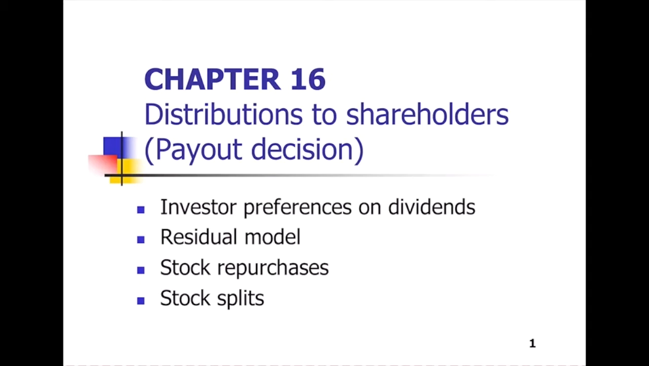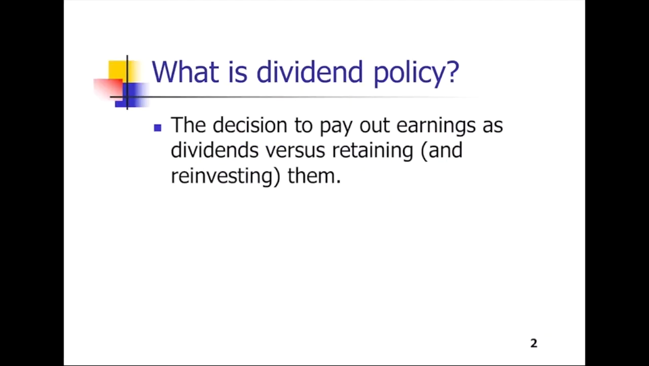And lastly, we will learn stock repurchase and stock split. These two are alternative methods. Dividend does not change much over time. So if the firm has large net income, the firm can use stock repurchase. We will learn more deeply later. So let's run together. This slide shows the definition of dividend policy. Dividend policy means the decision to pay out earnings as dividends versus retain them.